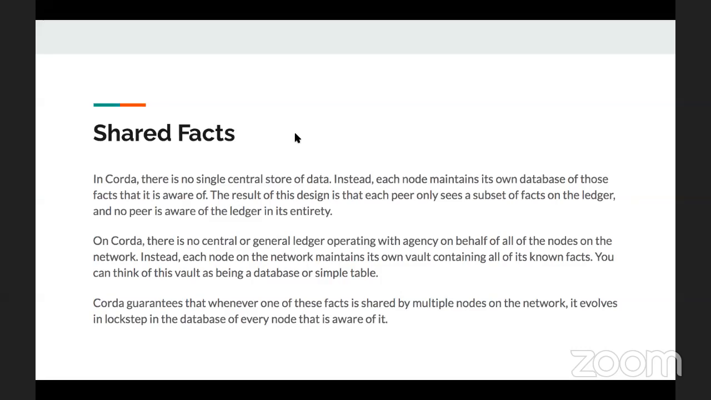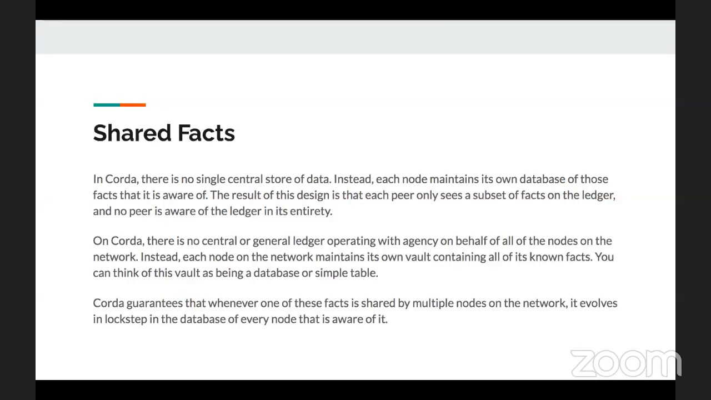We mentioned that Corda has state where we maintain shared fact. There is no single central store of data in Corda. Instead, each node maintains its own database. The result is that every peer or every node sees only a subset of the facts on the ledger, and no peer is aware of the ledger in entirety. So there is no central or general ledger. Instead, every node in the network maintains its own vault containing all of its facts.